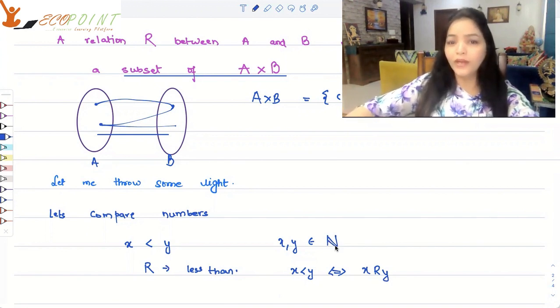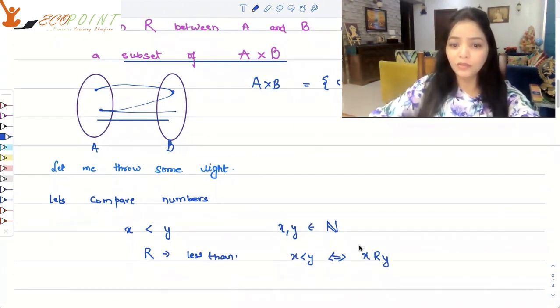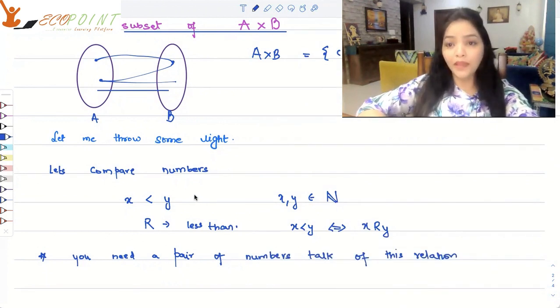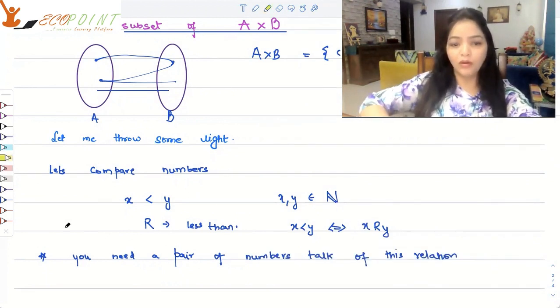Now, what I'm trying to focus on here is the Cartesian product. Why is R a subset of a Cartesian product? Because you need two numbers to compare. You need two natural numbers to compare. You need a pair of numbers to talk of this relation.